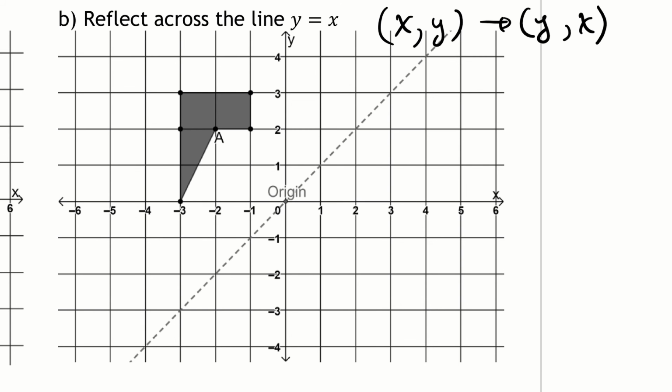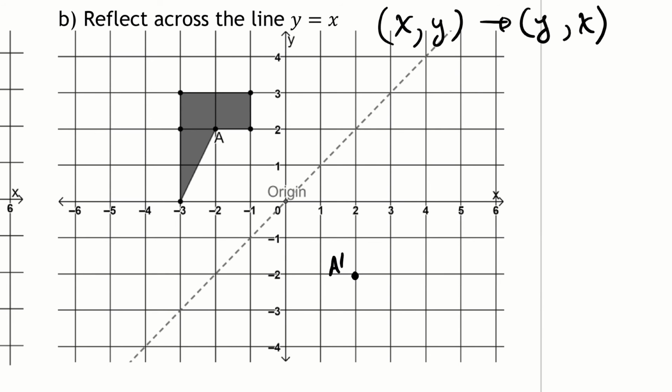So let's go ahead and take a look at what happens to these points. If I think first about just the point A, x and y are just going to switch places and keep the same signs. So I was at (-2, 2), so it's going to become (2, -2). So (2, -2) is going to become my A prime. That's the point that I was asked to track. The point off to the side there is (-1, 2).